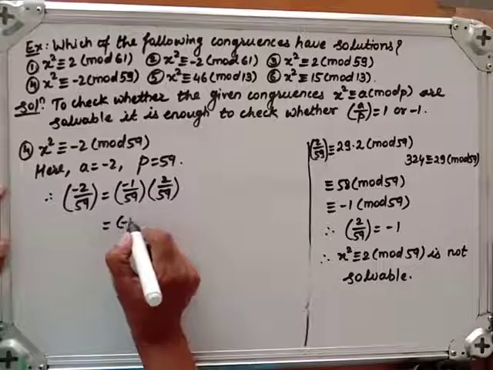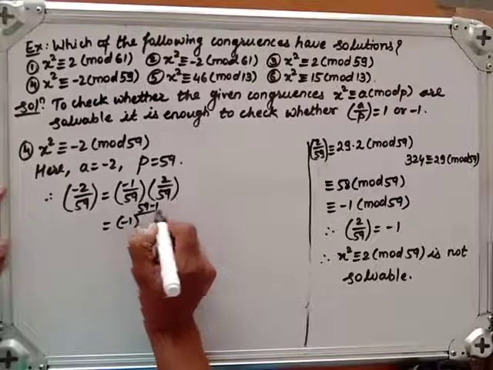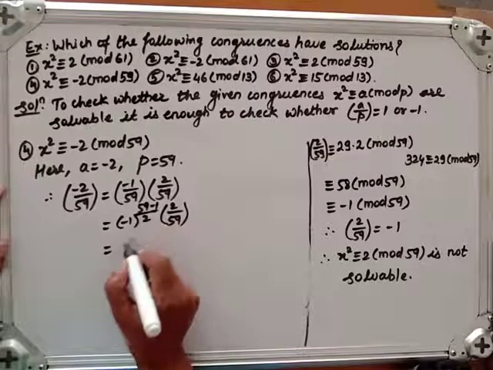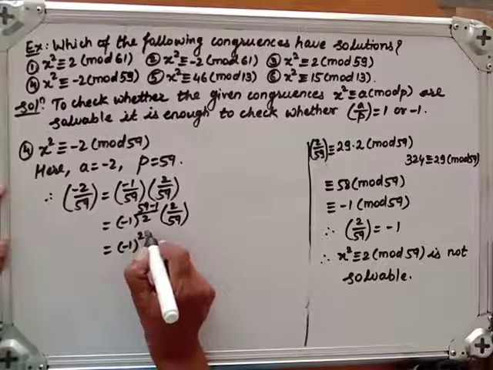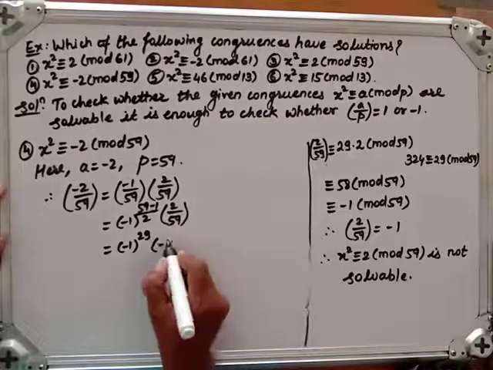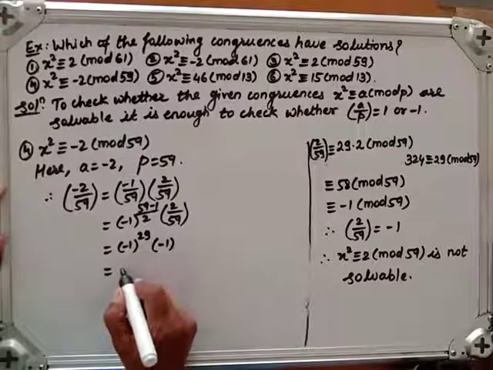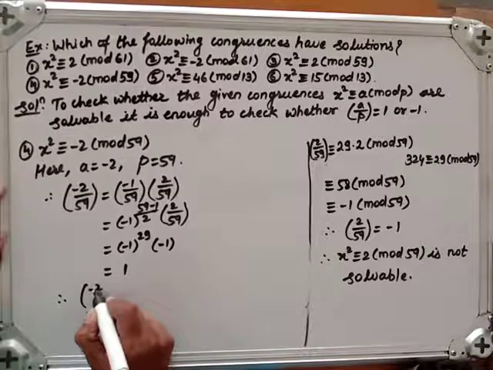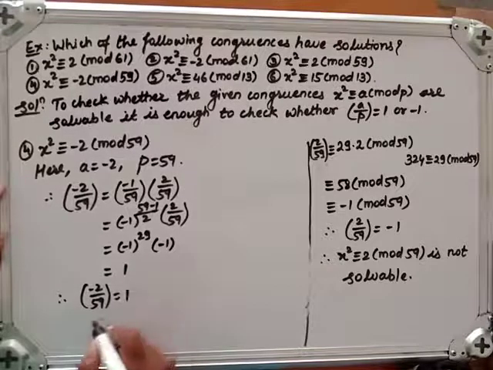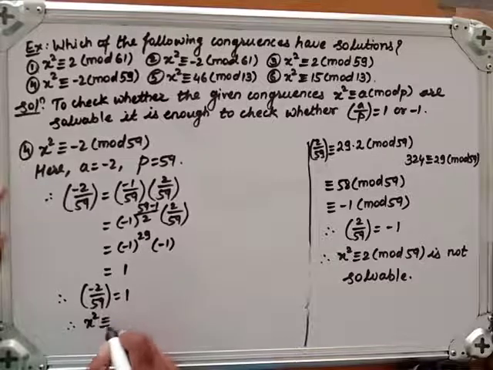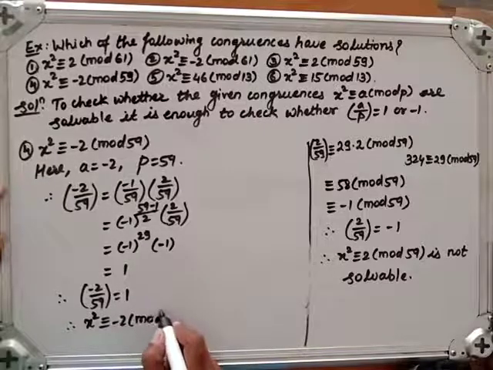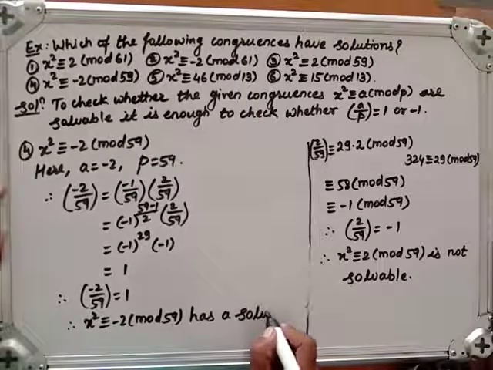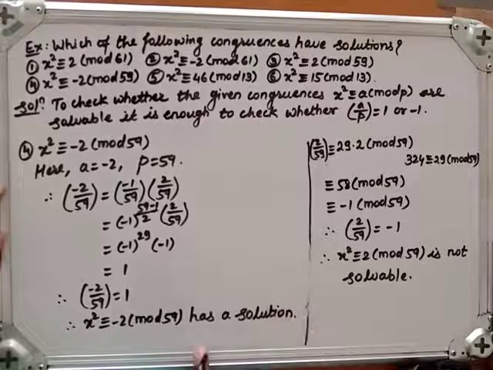So minus 1 by 59 is minus 1 raised to (59 minus 1) by 2 into 2 by 59. So it will be minus 1 raised to 29 into this one is what? Minus 1. So this product will be what? 1. Therefore Legendre symbol of this, minus 2 by 59, is what? 1. Hence x squared congruent to minus 2 modulo 59 has a solution. Has a solution or is solvable.